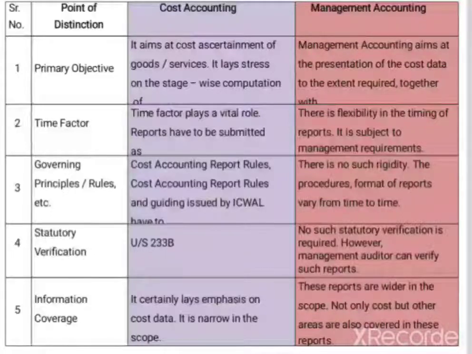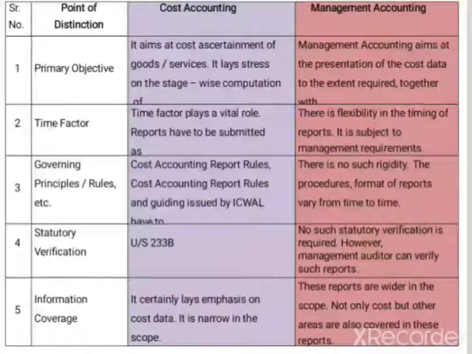And the time factor: when we consider the time factor in cost accounting, it plays a vital role because reports have to be submitted on time. And in management accounting, since it is the requirement of management, there is flexibility in the timings of the preparation and submission of the reports. Governing principles or rules: which rules or principles will be followed? The cost accounting will be following the cost accounting rules and guidelines. But in management accounting, there are no such rigid rules and regulations. That will be all according to the management.